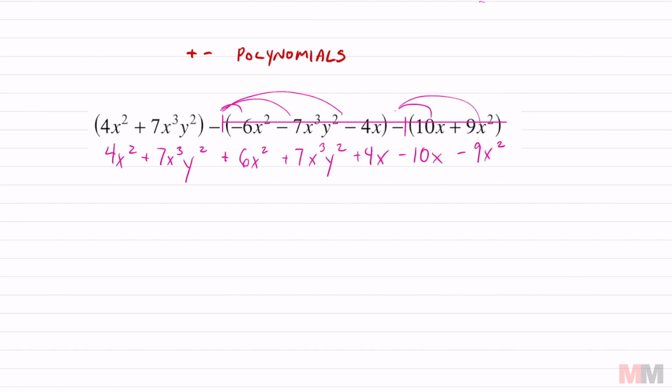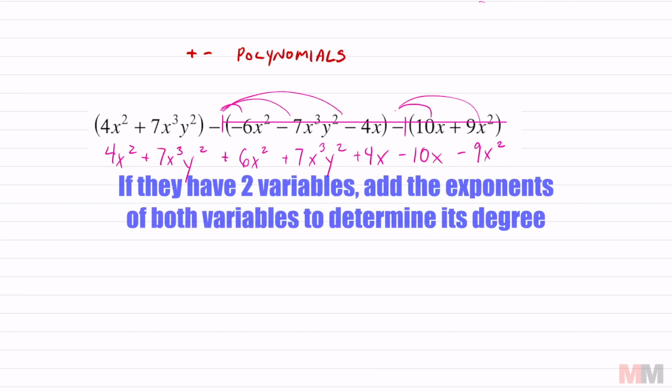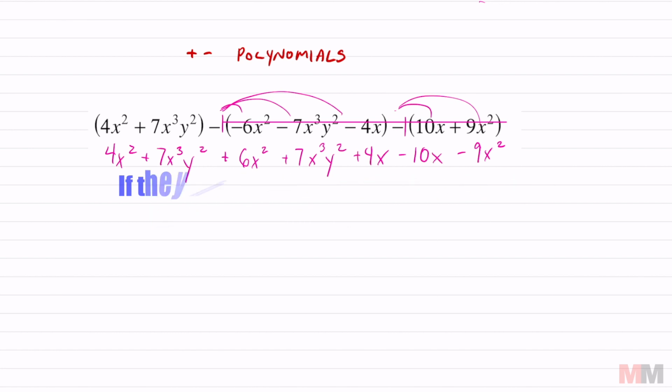Start with the highest degree, and this one is a little rougher because some of them have 2 variables. You want to add the variable's exponents to determine which one has the highest degree. Like this one is degree of 2, but this one will be a degree of 5, and I don't think anything is higher than 5. So that is the first term I'm going to start off with.